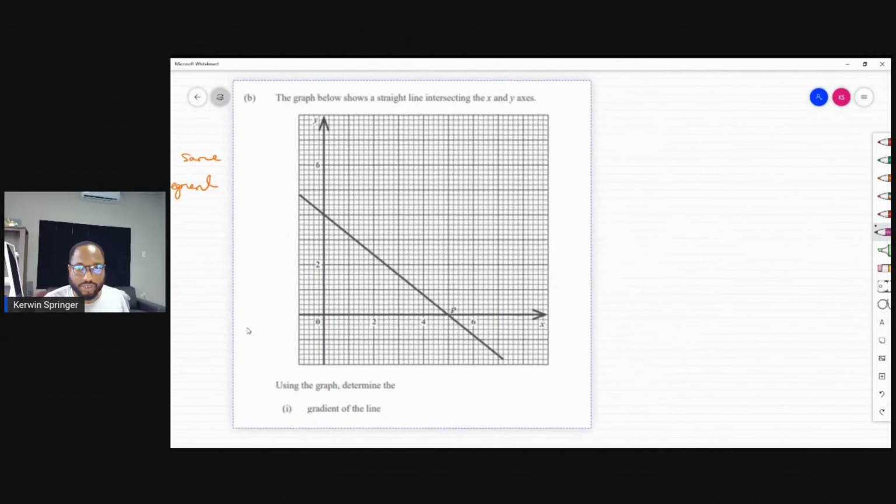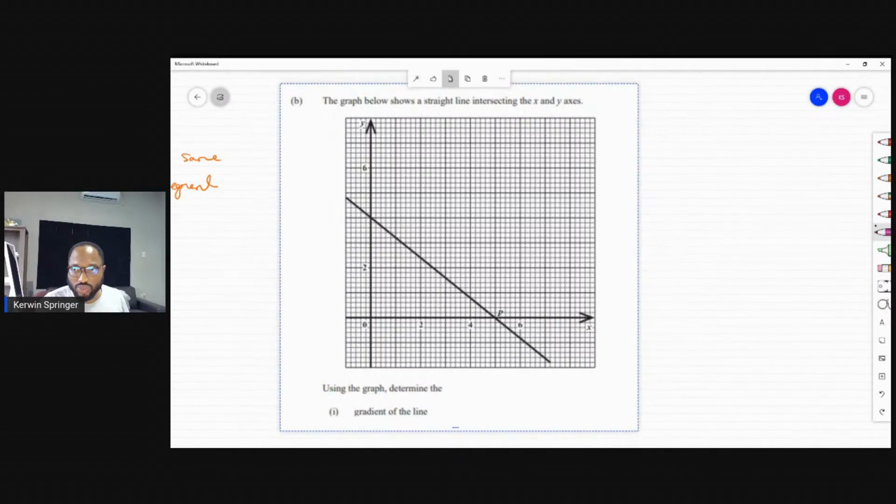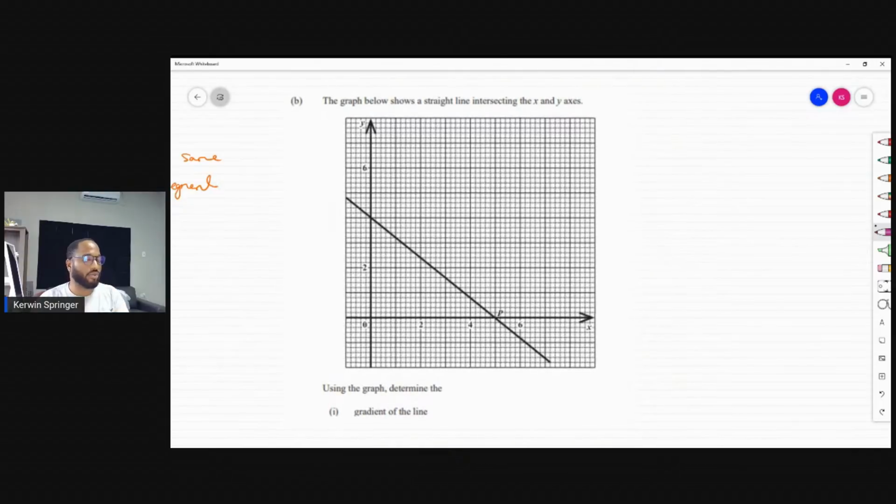Room for improvement. The graph below shows a straight line intersecting the x and y axes. Using the graph, determine the gradient of the line. So how do you do this? Write in the chat how you're going to find the gradient of the line here. So there's some coordinate geometry revising. Live right now. So in the chat, explain to me how you'd find the gradient of this line.